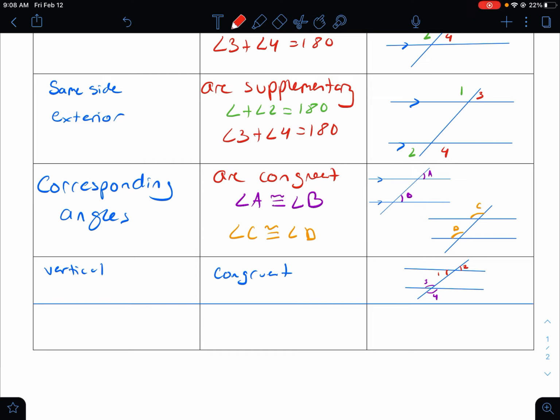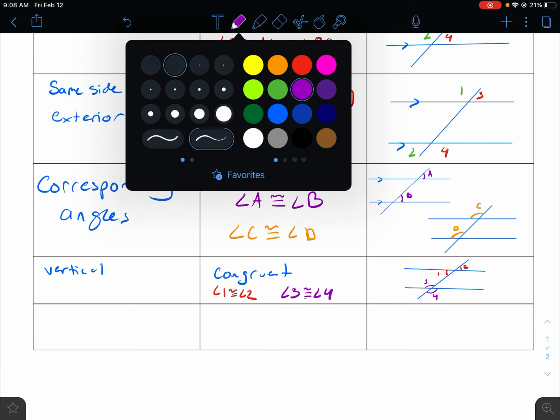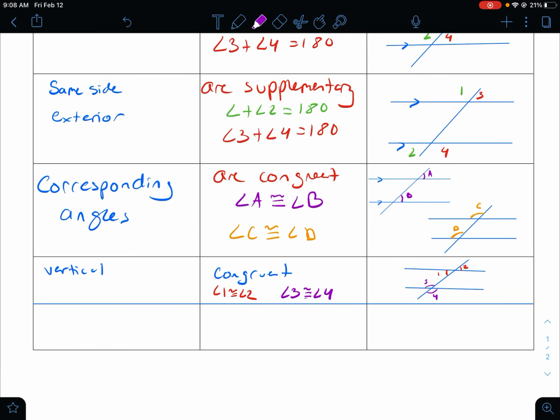And with this, it doesn't necessarily have to be parallel. So for vertical angles and supplementary angles, you don't necessarily have to have these 2 parallel lines. So we could say angle 1 is congruent to angle 2. And angle 3. And so I guess you can make a note that beyond this line, it doesn't need to be parallel.